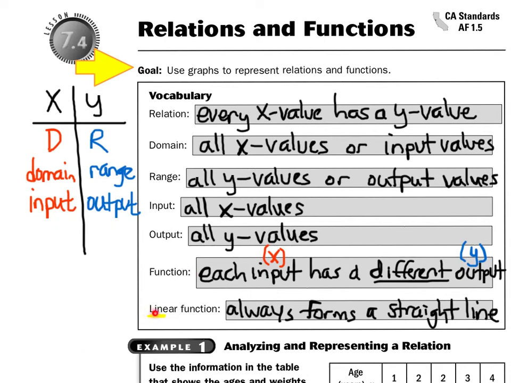And linear function, notice how I underlined the first 4 letters, L-I-N-E. That just means, remember, linear means it's always going to form a straight line.